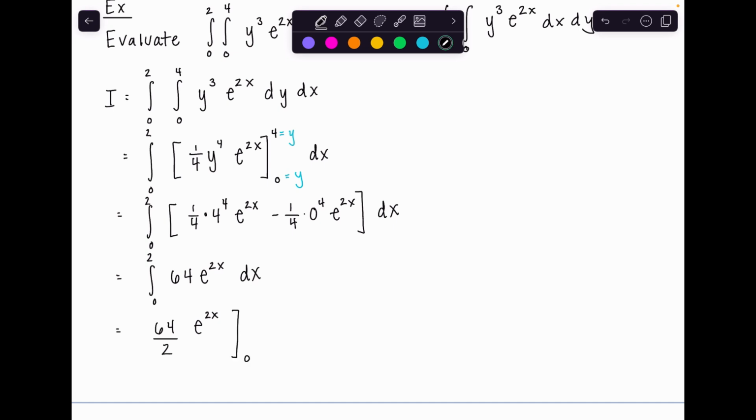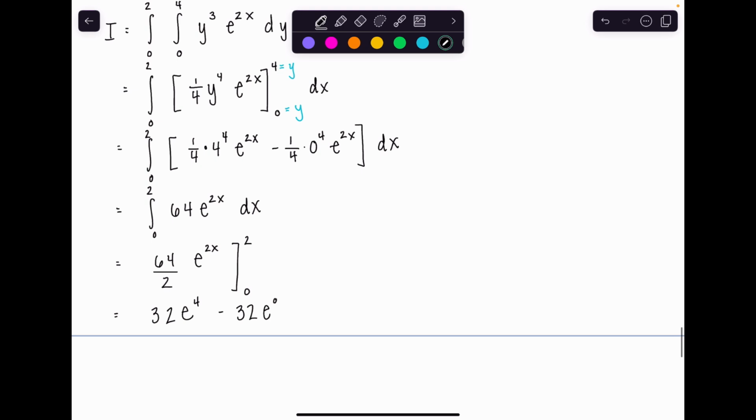And then we go ahead and evaluate this from 0 to 2. So that really gives us a 32 out front. And then we'll plug in 2 for x. So this is 32 e to the 4th, or sorry, not 34, 32 e to the 4th minus 32 e to the 0. And then just to clean this up so we can see that these things end up being equal to each other, e to the 0 is 1.